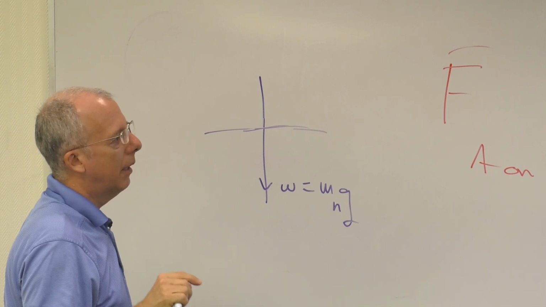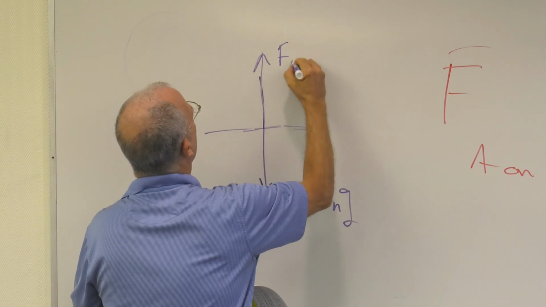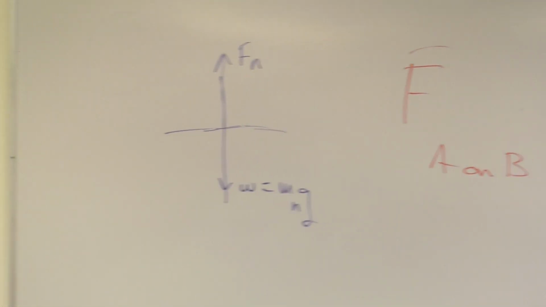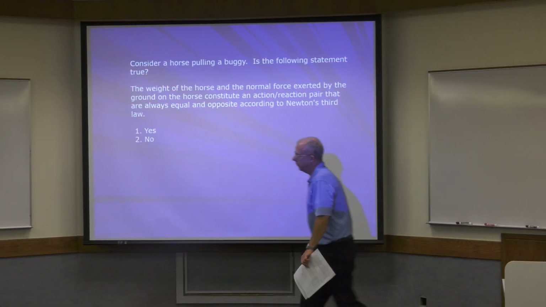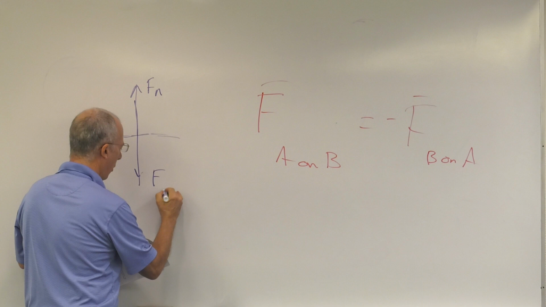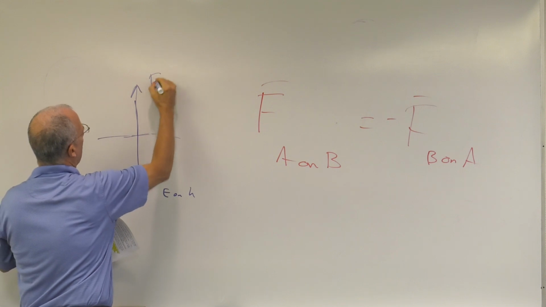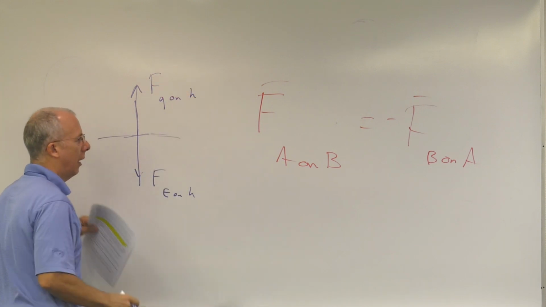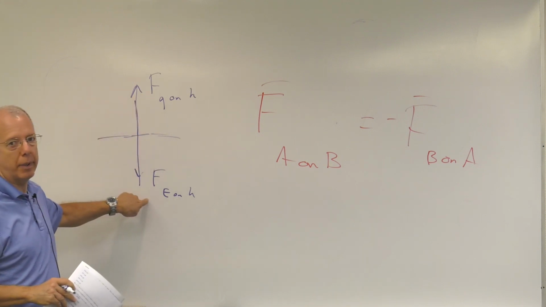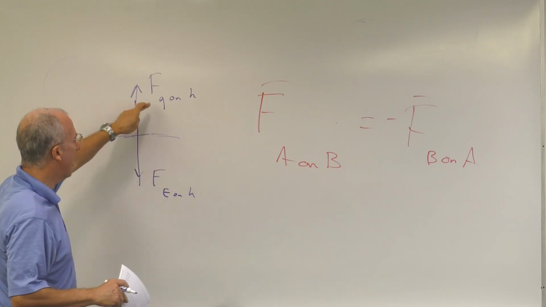Then it says the normal force exerted by the ground on the horse. So there's a normal force. Now let's write it differently. Notice this is the force Earth on horse. This is the force ground on horse. So, are these members of the same force pair? No! Are they equal and opposite? Yes! But are they members of the same force pair?